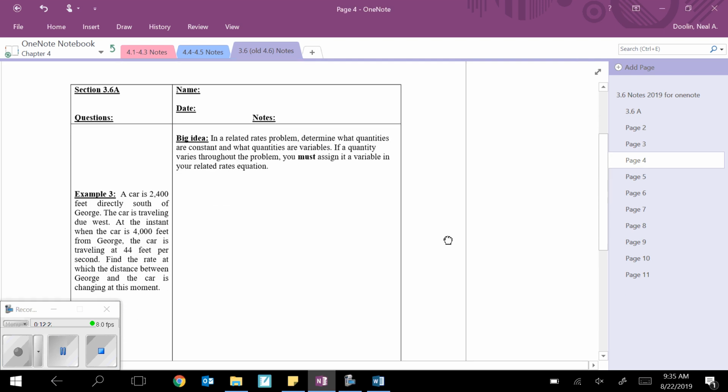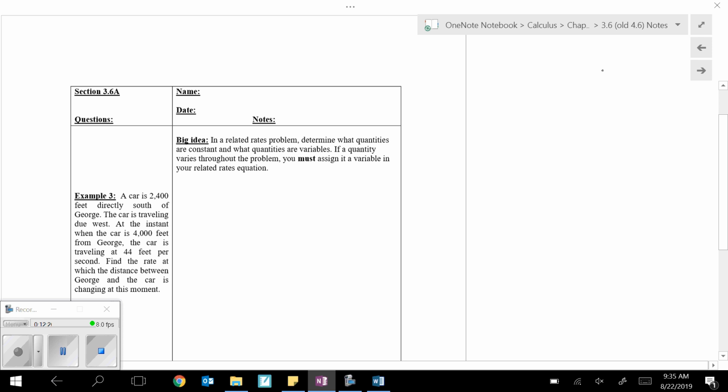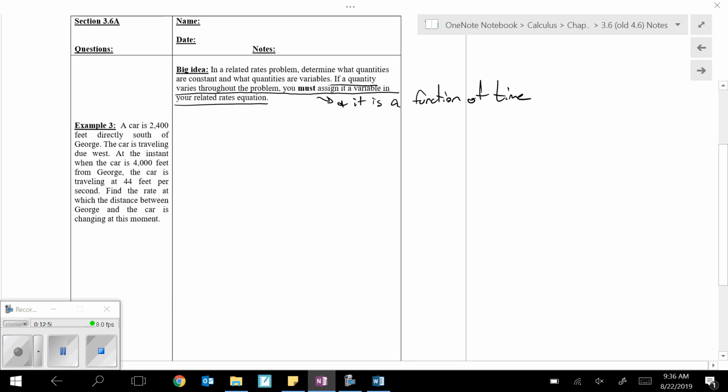Okay, main idea here. For any quantity that is changing in the problem, you have to give it some variable, and then that variable is assumed to be a function of time. So if a quantity varies throughout the problem, you must assign it a variable, and remember that variable is a function of time. So it will have a chain rule when you derive it. I bring that up because in this particular problem, there is a quantity that does not change. So let's take a second to read through it real quick.